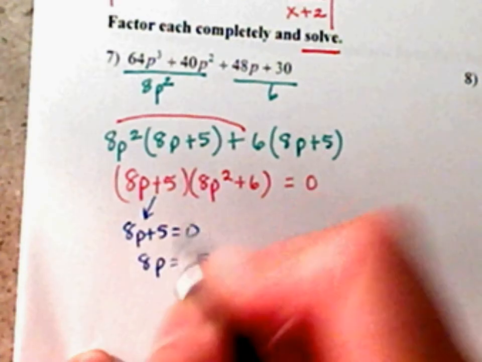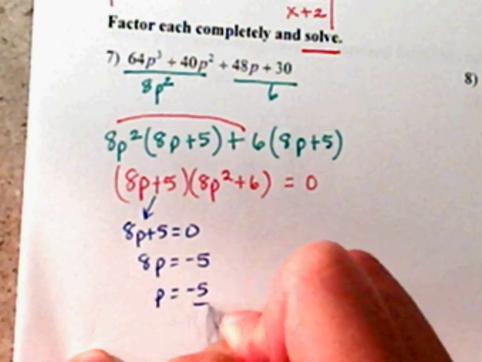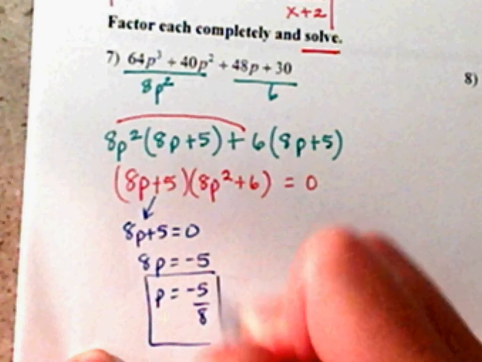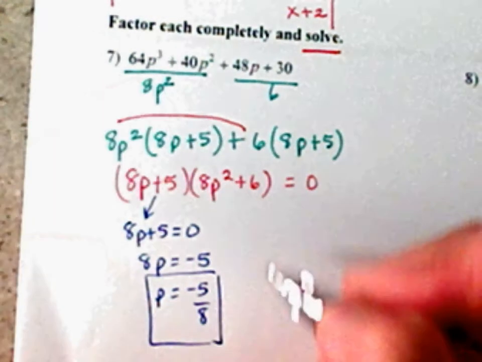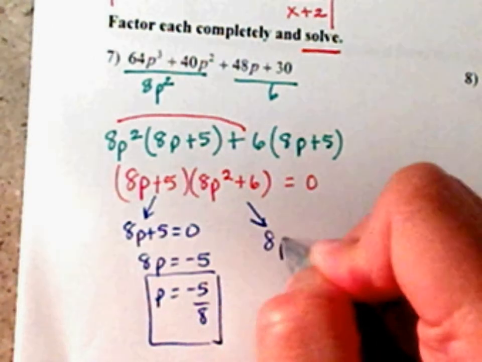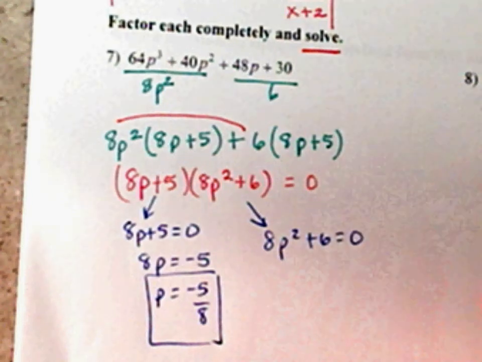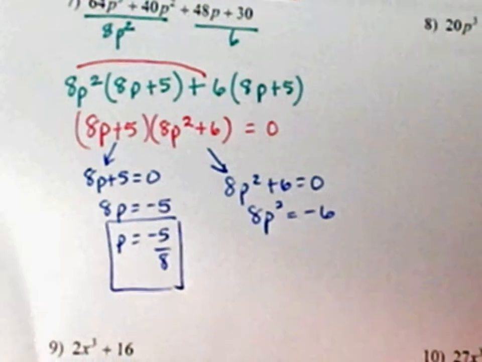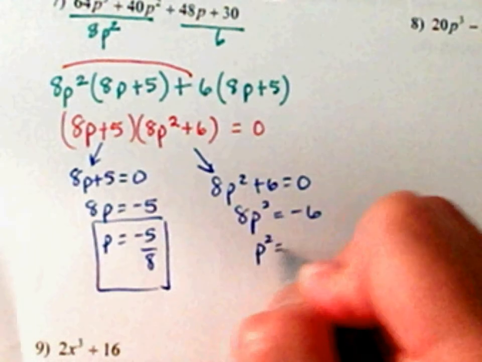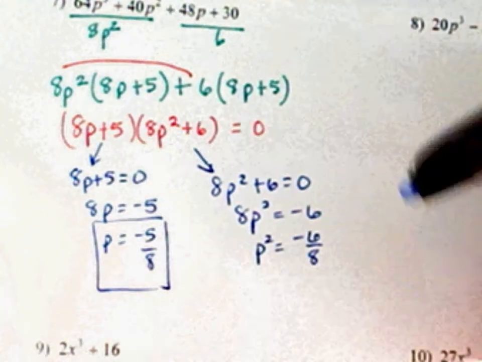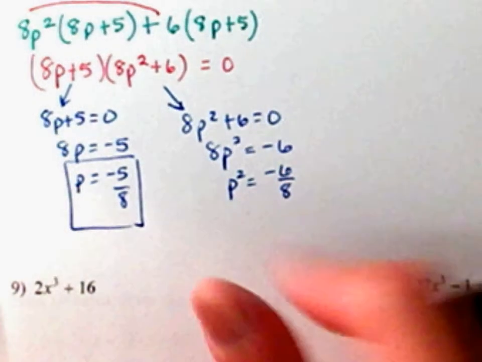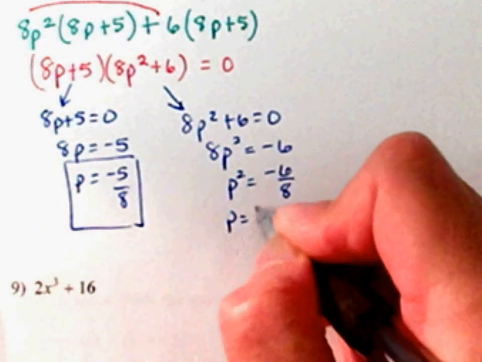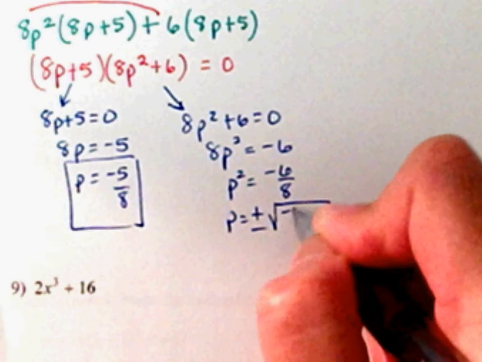Divide by 8. And there's one of your solutions. You should have 3. Take this one, set that equal to 0, solve, subtract 6, so you have negative 6, okay, divide by 8, so negative 6 over 8. Get rid of your square, so you're going to square root. When you square root an answer, you always have 2 answers.